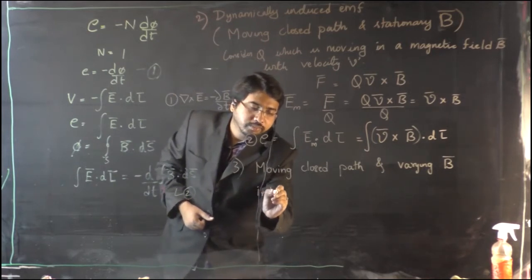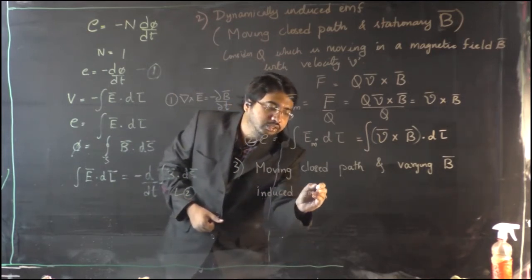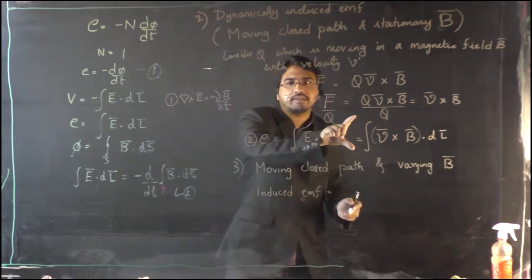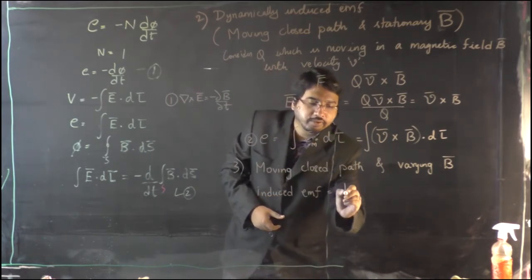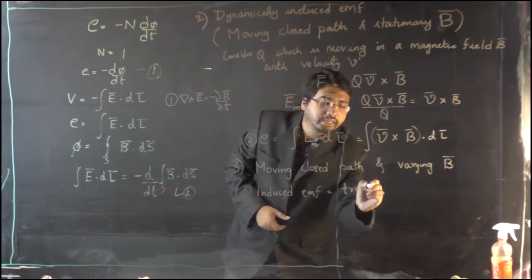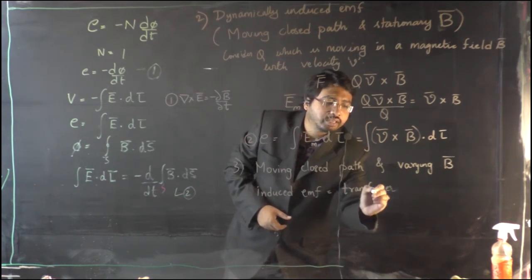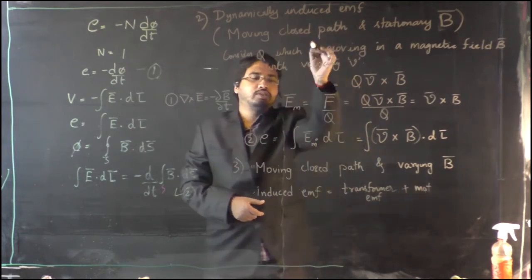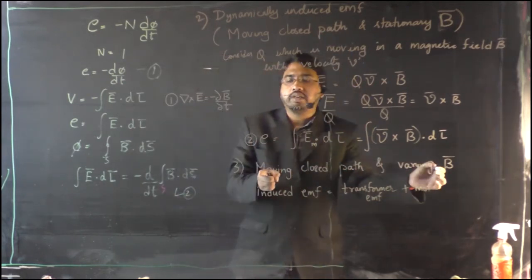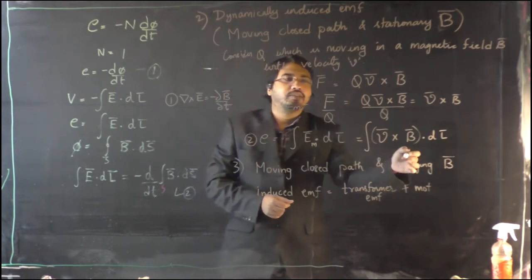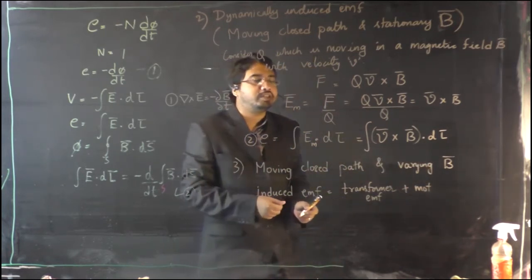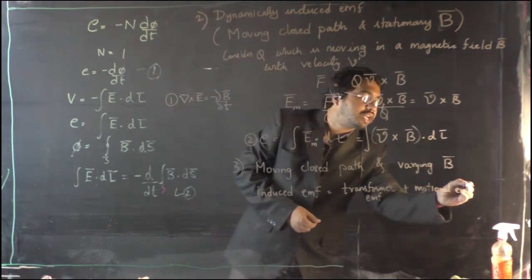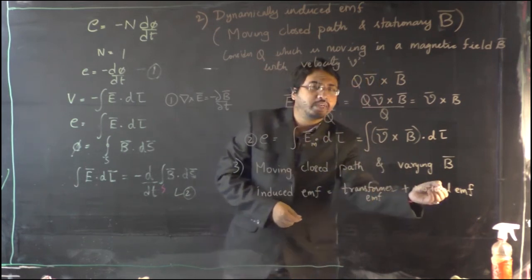So here the induced EMF, in this condition, is equal to the first case EMF plus the second case EMF. First case EMF is transformer action, statically induced EMF, transformer EMF. Second case is dynamically induced EMF, motional EMF. So in the third case, both moving closed path as well as varying B bar, the induced EMF is equal to transformer EMF plus motional EMF. That means statically induced EMF plus dynamically induced EMF.